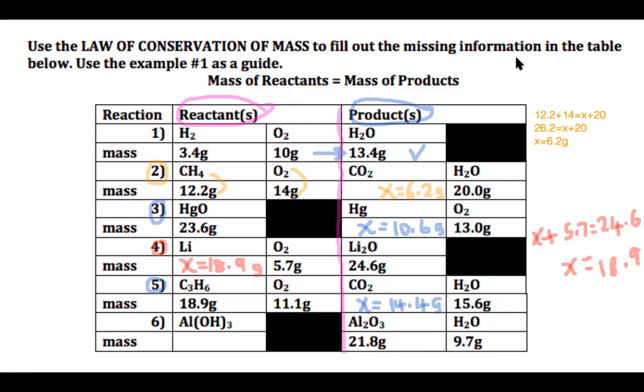And go to the last one. Okay, you have aluminum hydroxide. You don't know what the mass is, and it decomposes and gives aluminum oxide and water. And 21.8 grams of aluminum oxide, 9.7 grams of water. So what must be the mass of the reactant? So you have to add them together. 31.5 grams. So does it make sense?